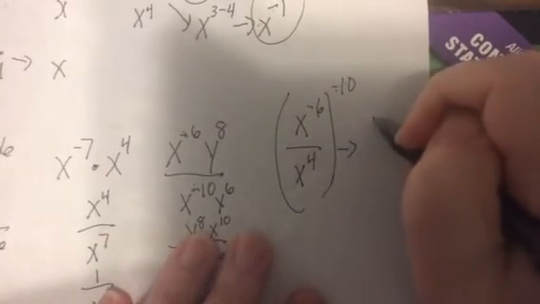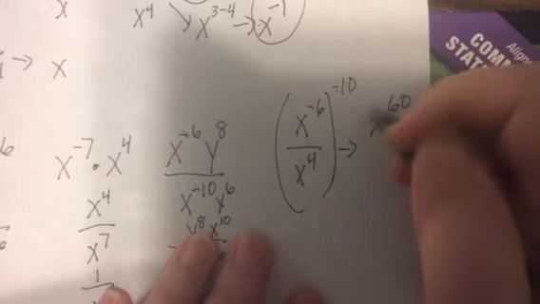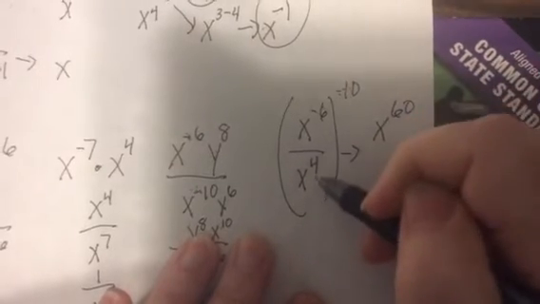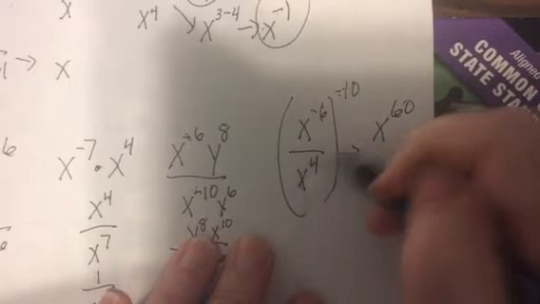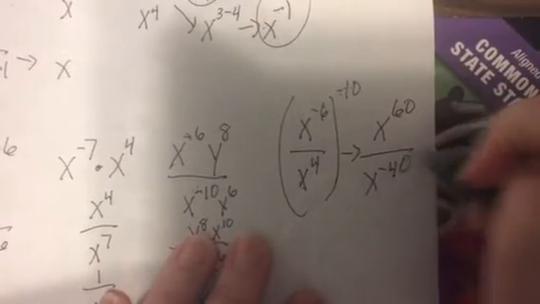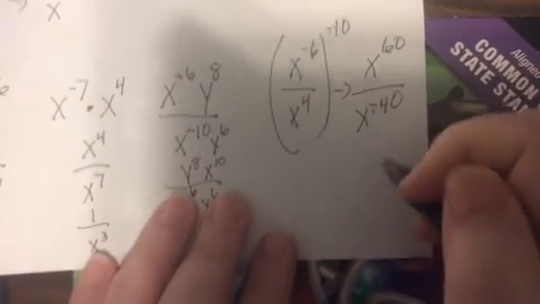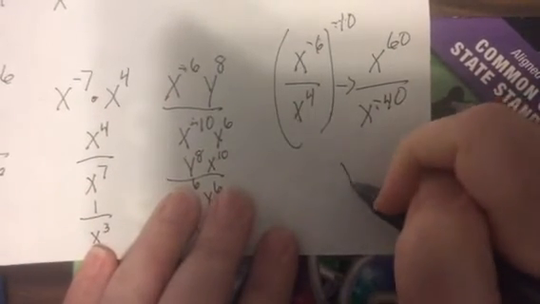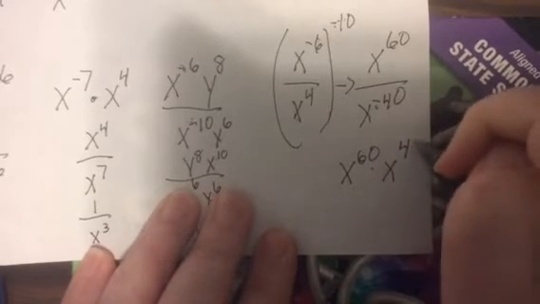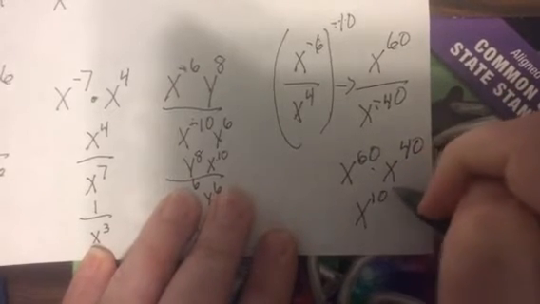So this would be x to the 60th, because when you raise a base to a power, raised to another power, you multiply. This one, base raised to a power, raised to another power, you multiply, so it'd be x to the negative 40. But I got a negative power, so I got to move it on up. So it'd be x to the 60 times x to the 40th, which is x to the 100.